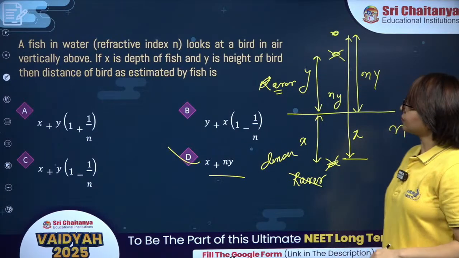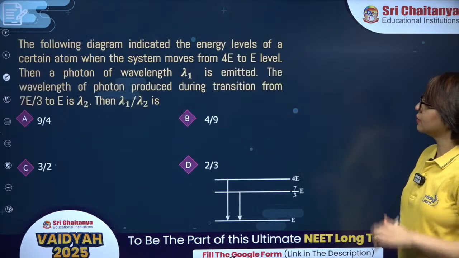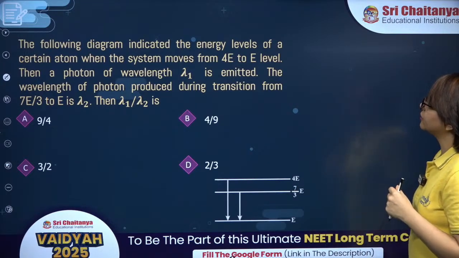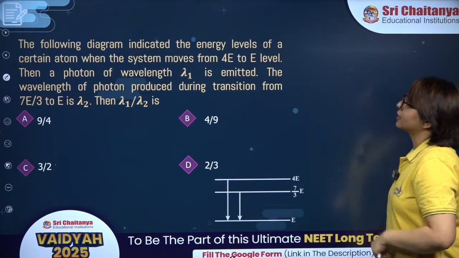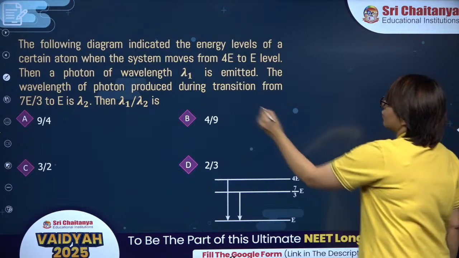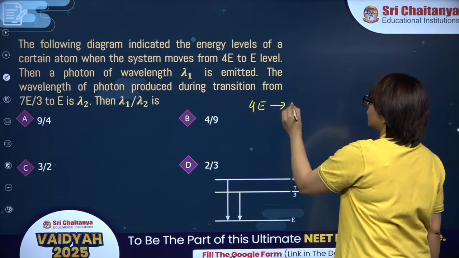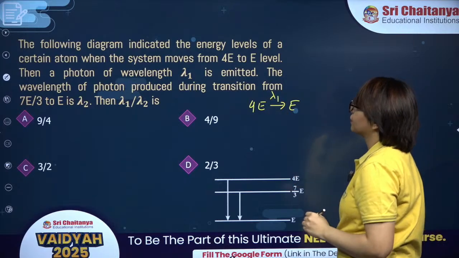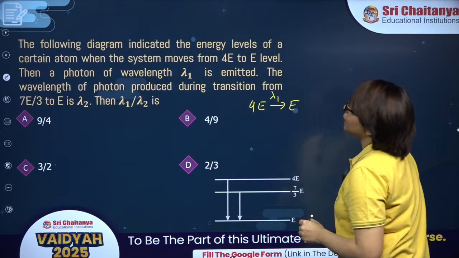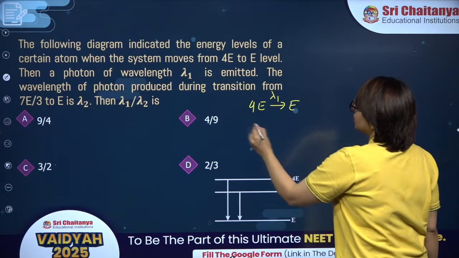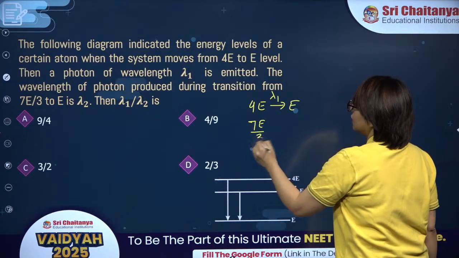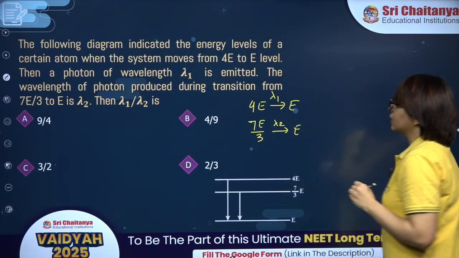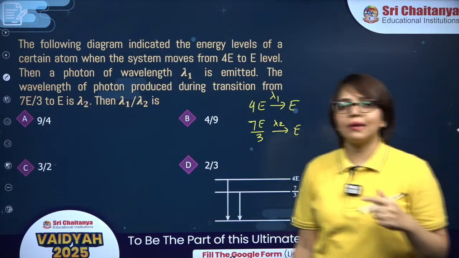Alright. Next is this one. We have the following diagram indicating the energy levels of a certain atom. When the system moves from 4E to E level, a photon of wavelength lambda 1 is emitted. The wavelength of the photon produced during the transition from 7E by 3 to E level is lambda 2. Then what is the ratio of lambda 1 to lambda 2?